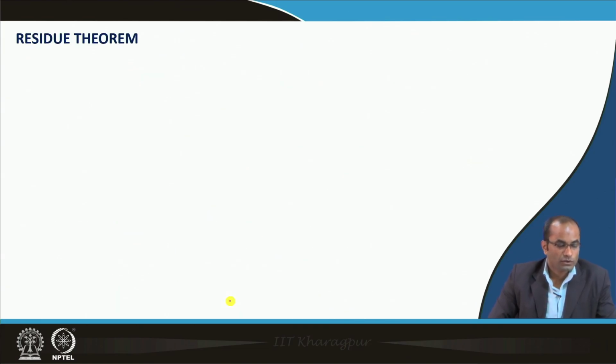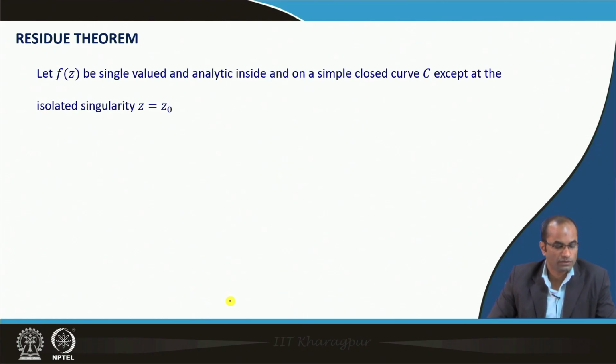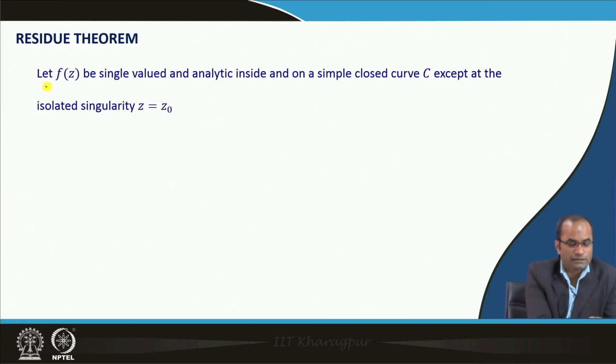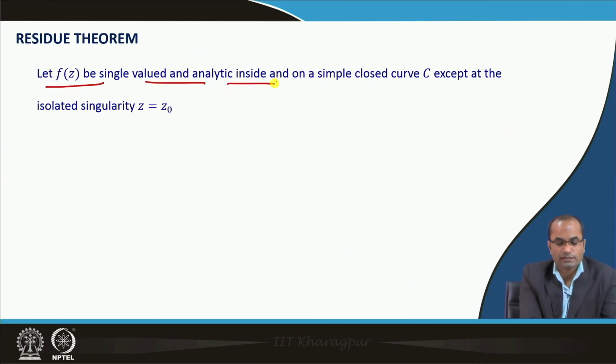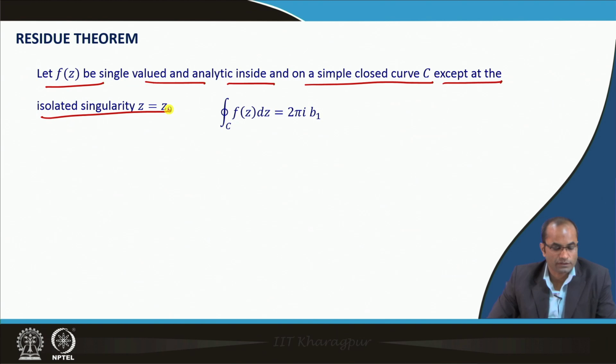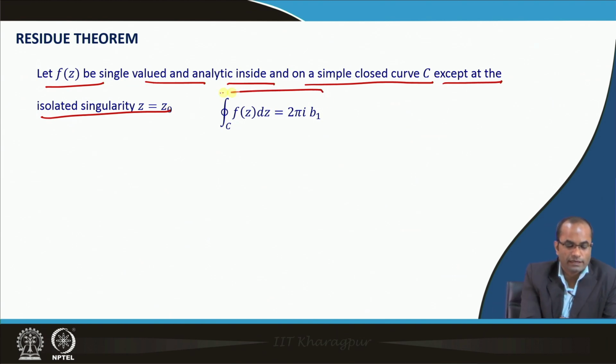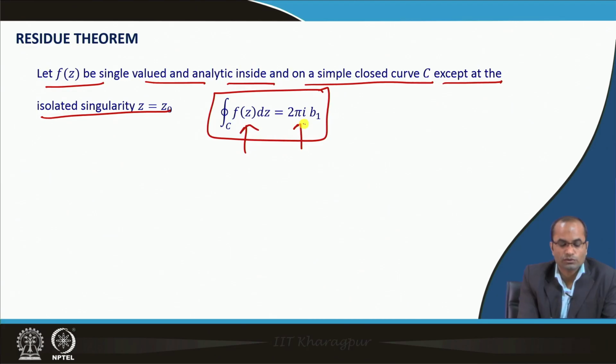Well, coming to this important theorem, the residue theorem, we have discussed how that integral can be evaluated as 2 pi i B 1. Just to recall, we have discussed that f z is single valued and analytic inside and on a simple closed curve C, except at the isolated singularity z equal to z naught. In that case, we have seen that this integral value is nothing but 2 pi i B 1.